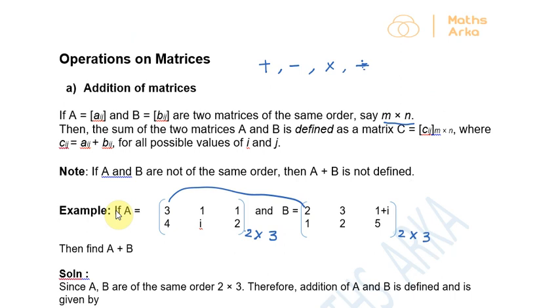Then we moved on to the operations on matrices. We talked about how addition of matrices is defined. Addition of matrices is defined only when the two matrices are of the same order. So here in the example we had two matrices of the order 2 cross 3, and we need to add the corresponding elements. Just the corresponding elements are added and we get the result.